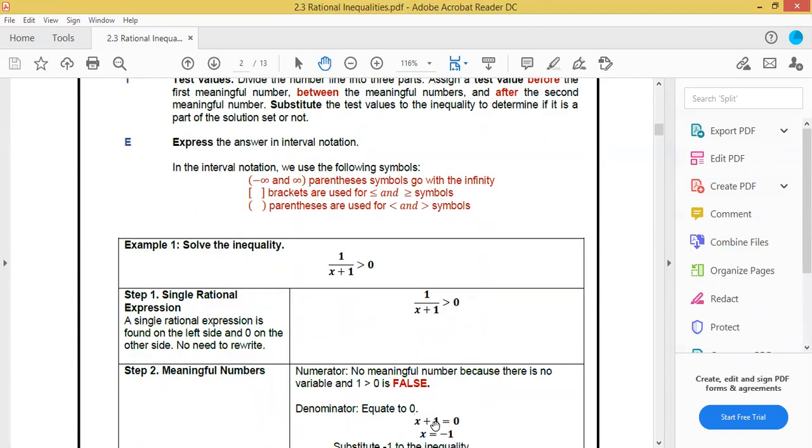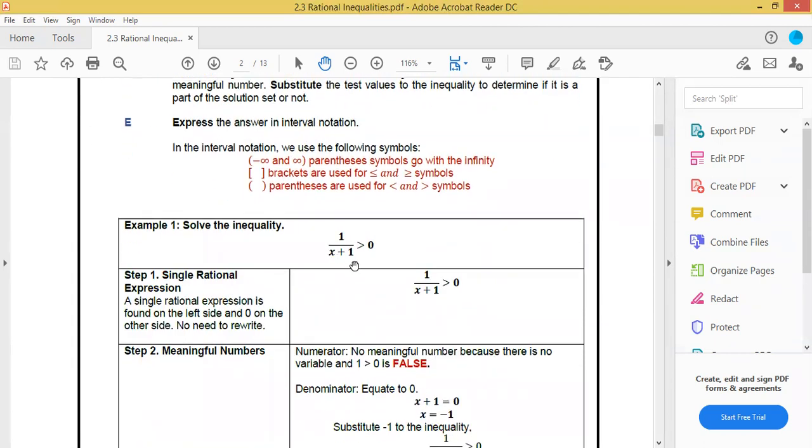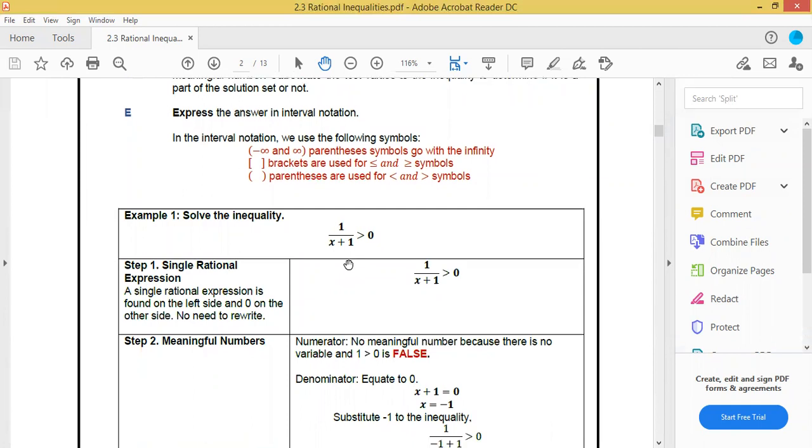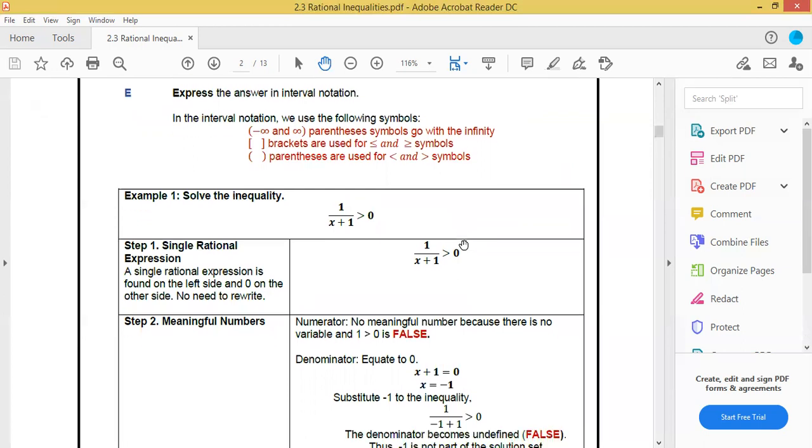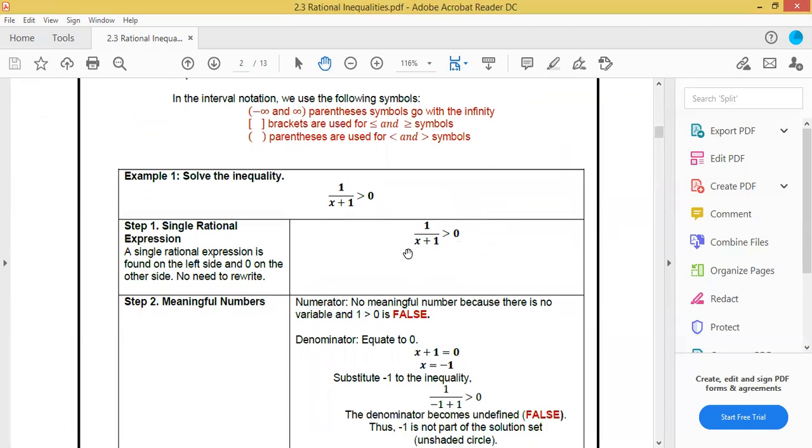Let's try example number 1. Solve the inequality. Step 1, single rational expression. Based on this given expression, a single rational expression is found on the left and 0 on the right. So we are done with step 1. For step 2, there's no variable, so there's no meaningful number for the numerator. If we take the numerator, we just have 1 is greater than 0.